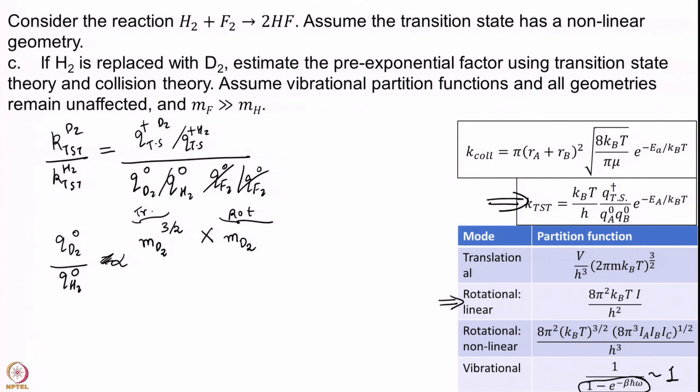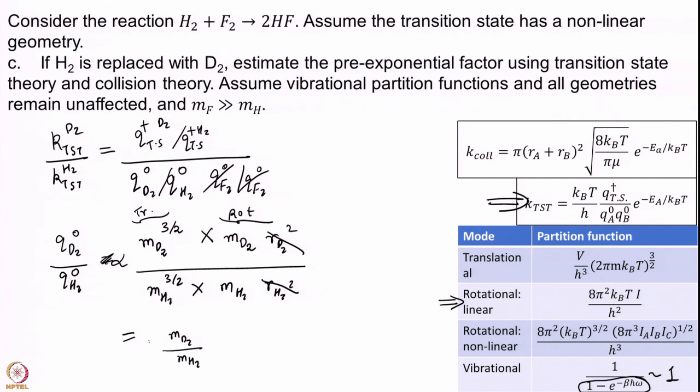Multiplied by some distance, but distance again we are assuming to be same. So, even if I write d2 square, I do not care. Similarly, I will write this, but we are assuming all distances are equal. So, rh2 equal to rd2, so that term cancels. Okay. So, I get this is equal to (md2 over mh2) to the power of 5 over 2. All right. Which is nothing but 2 to the power of 5 over 2.